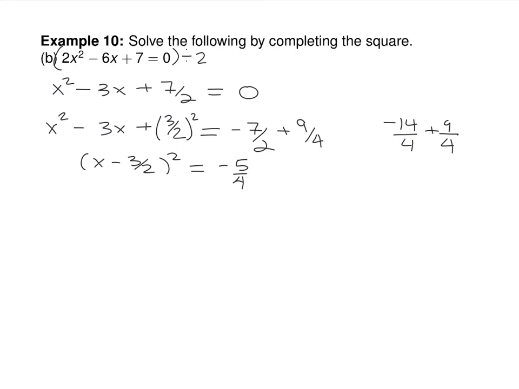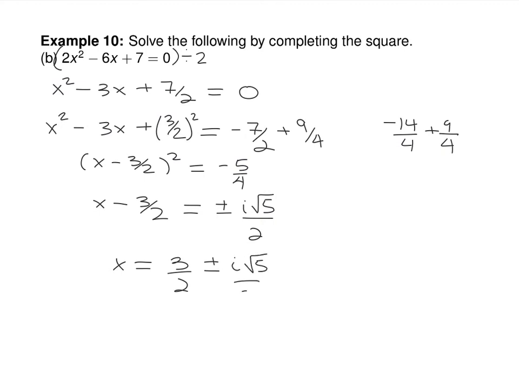Okay, now square root both sides and we get x minus 3 halves equals plus or minus i root 5 over 2. Great. And so x equals 3 halves plus or minus i root 5 over 2. And if you had infinite time and patience, you could plug that in and it will work out. I mean, but that's infinite time and patience.